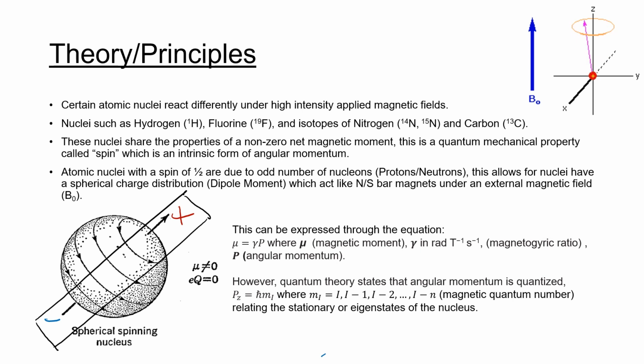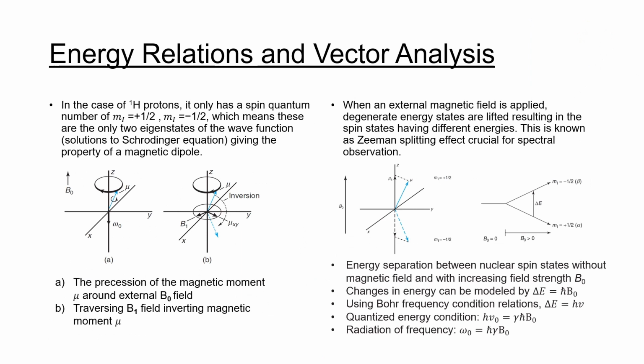And you can see this where the magnetic moment is equal to the magnetogyric ratio times the angular momentum. But because we're studying the nucleus's angular momentum, quantum theory states that angular momentum has to be quantized. This is due to the eigenstates that the nucleus exists in, where only certain possible values exist. So in the case of hydrogen nuclei, the possible quantum numbers or eigenstates are plus 1/2 and minus 1/2. These are the only two possibilities this nucleus's spin can be in.